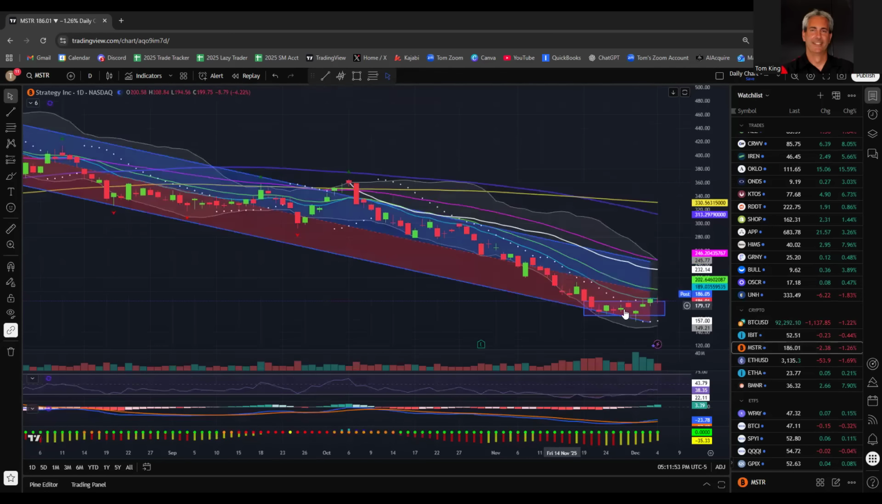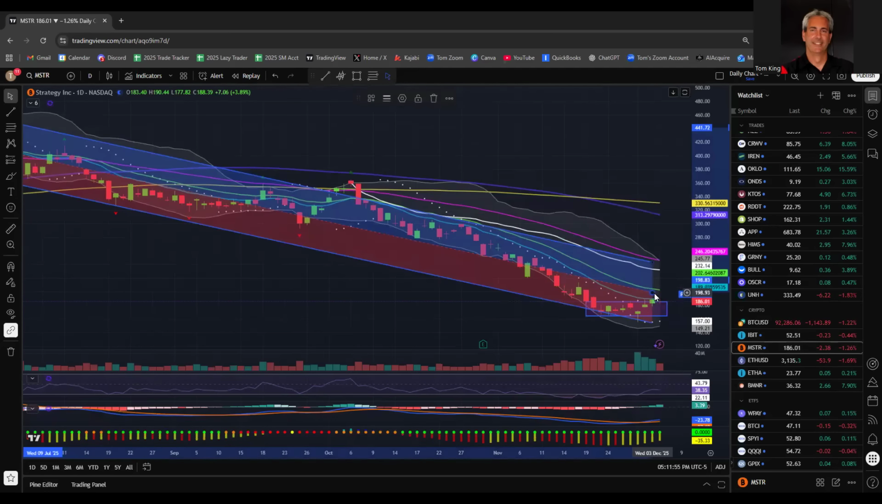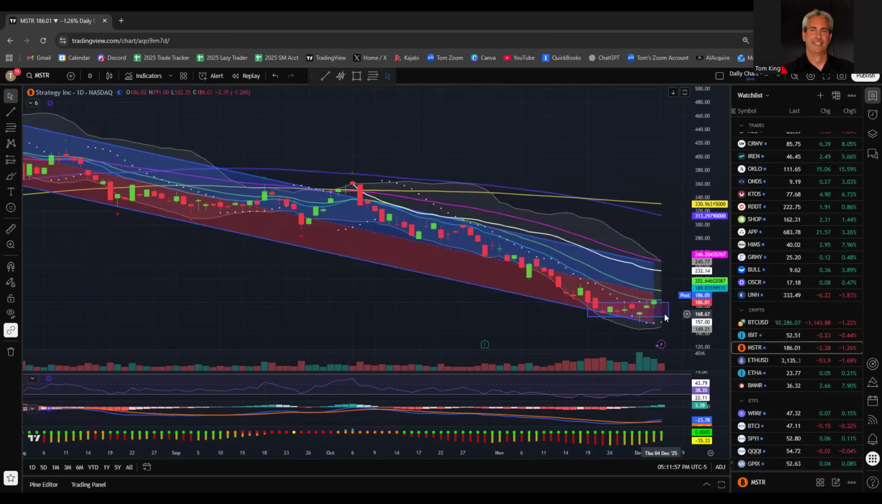And then lastly here, strategy consolidating down here. I like it. We're having a great time with our latest income plan, covered call on strategy.